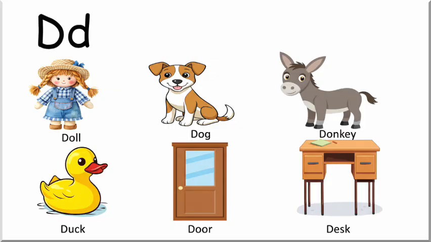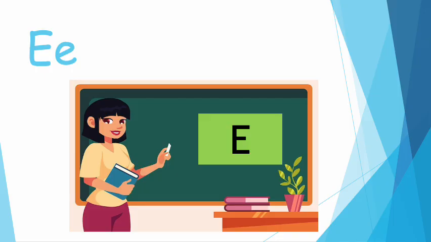Do you remember which alphabet is this? Yes, it's D. D doll, D dog, D donkey, D duck, D door, D desk. Today we learn the next letter, which is E, and the sound of E is eh.